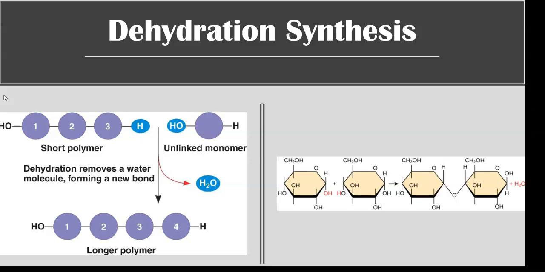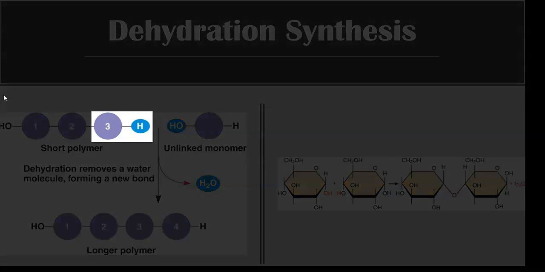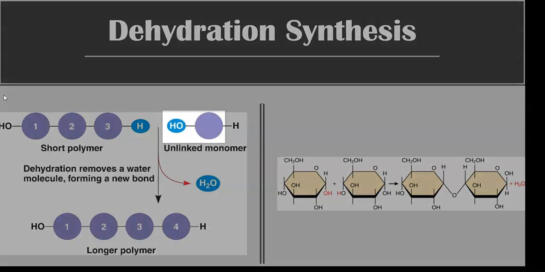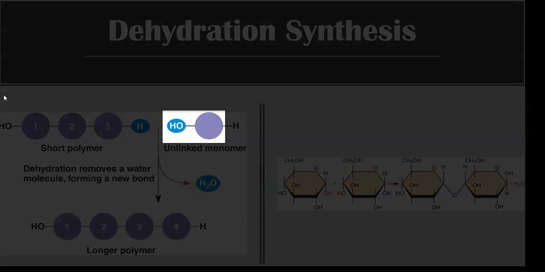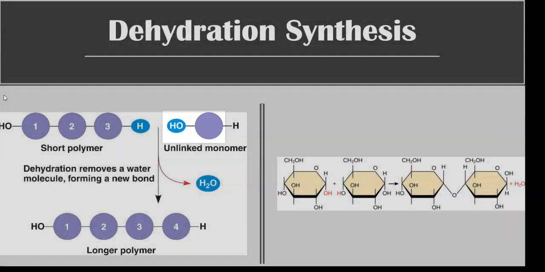Now, every monomer contains carbon, hydrogen, and oxygen. Remember, we talked about that earlier with CHO, CHO. But in order for one monomer, like a monosaccharide, to bond with another monosaccharide, one of those monosaccharides has to give up a hydrogen, and the other monosaccharide has to give up a hydrogen and an oxygen, or a hydroxyl group, OH.